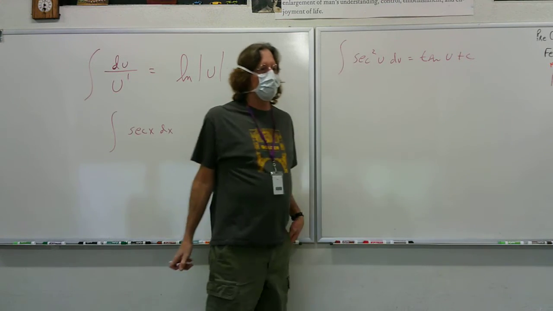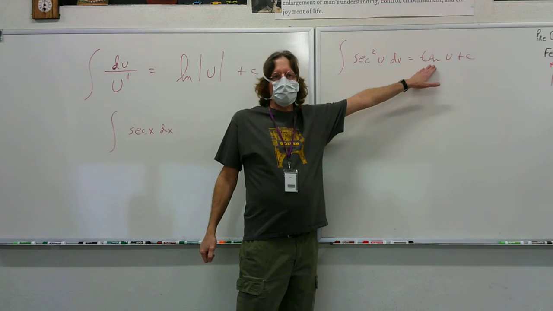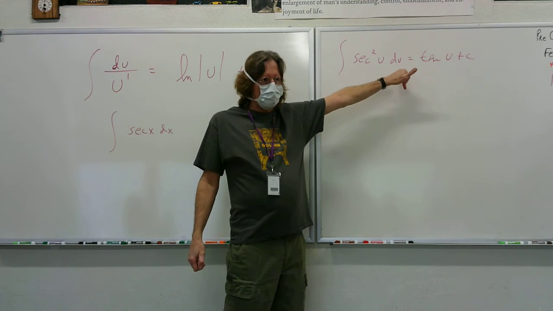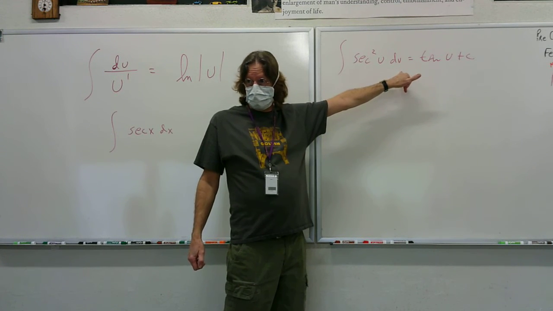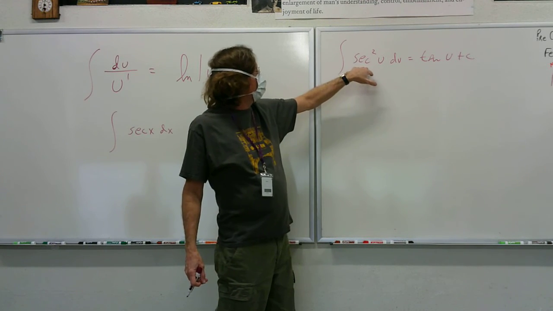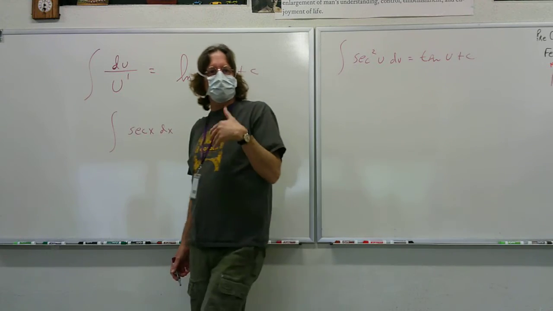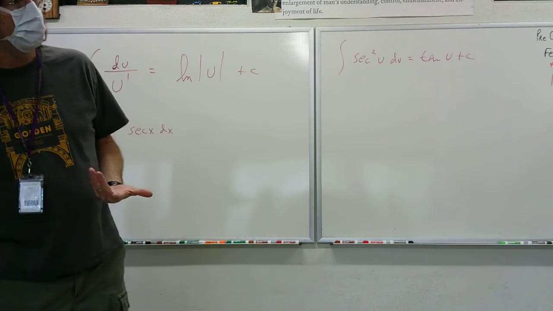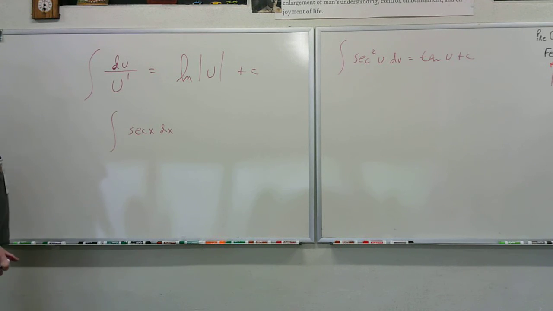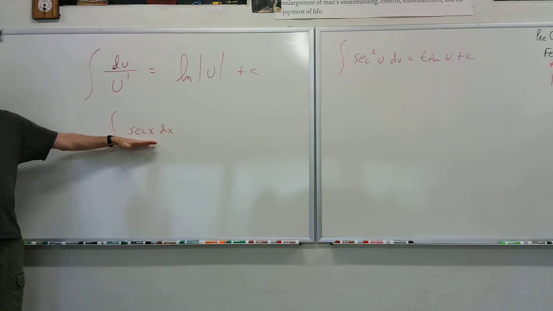And the reason that's true is what is the derivative of tangent u? The derivative of tangent u is what? Secant squared u du. Fair enough? And so if you're integrating secant squared, it's real easy. It's a rule because it's just the reverse of a derivative rule that you already know. But if you look, none of your derivative rules made plain old secant x.